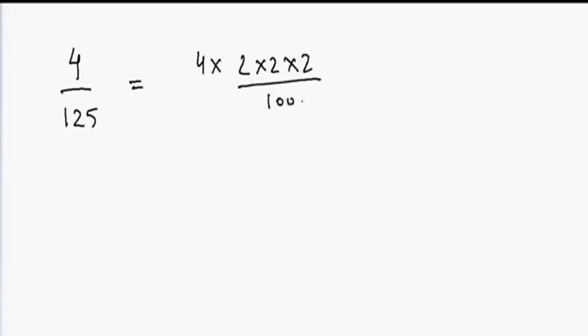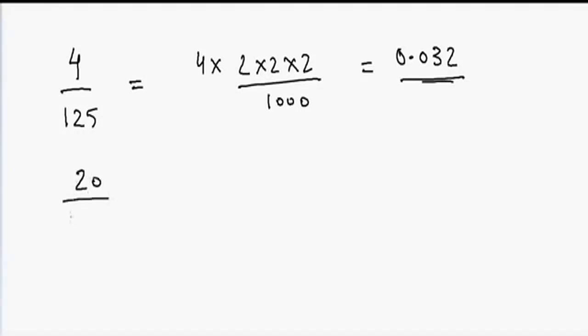Another example will be to divide by 125. So if I have 4 and I want to divide by 125, how will I do that? In that case, that will be equal to 4 into 2 into 2 into 2 divided by 1000. So 4 into 8 is 32, so we have 32 and we put a 0 here. So that's our answer.